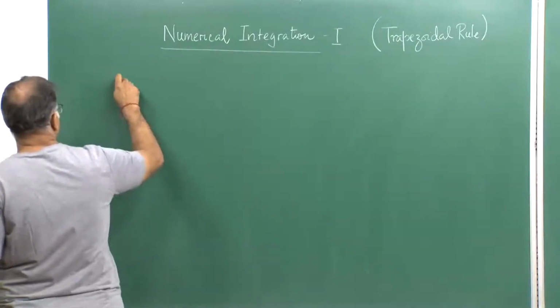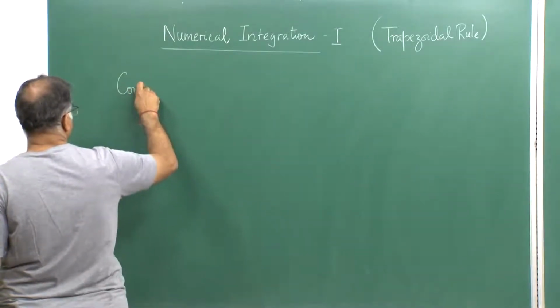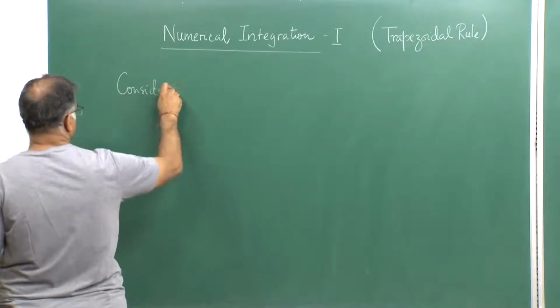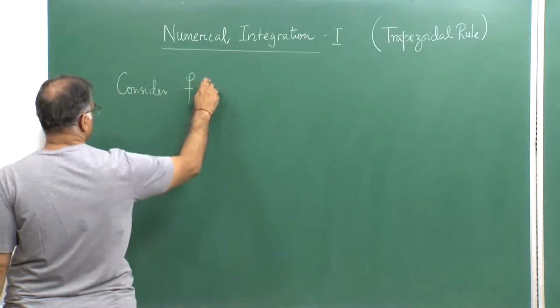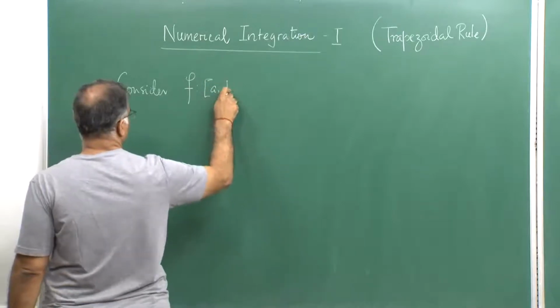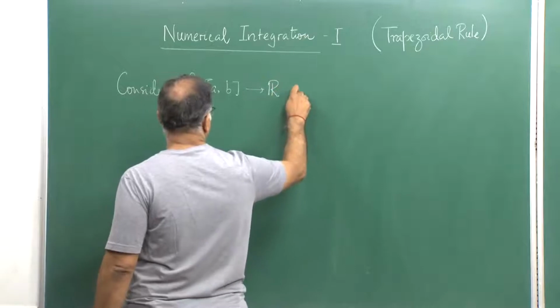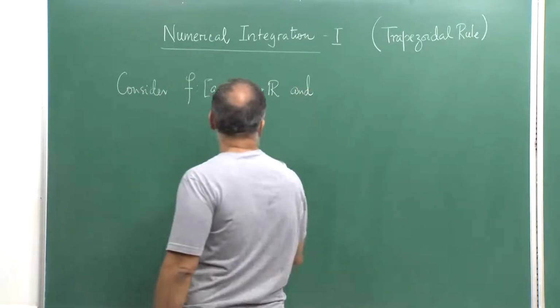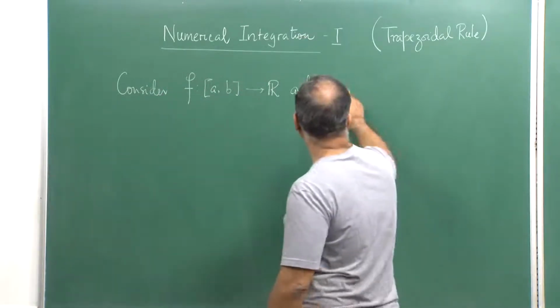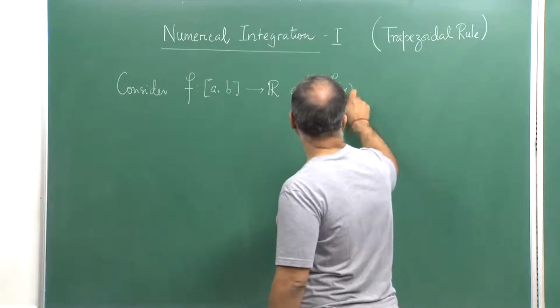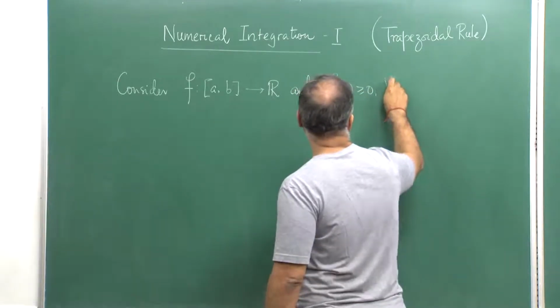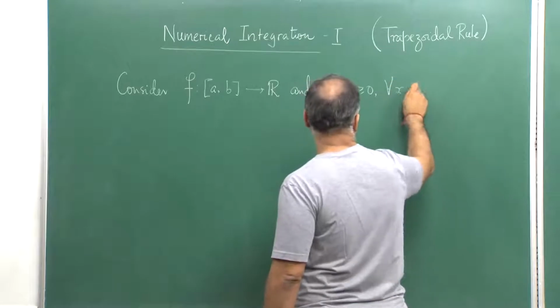So we consider a function f from [a, b] to R, and f of x is greater than or equal to 0 for all x. This is the sign of for all, the inverted A.